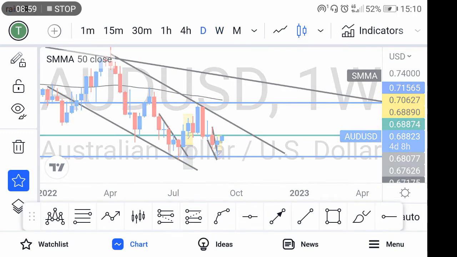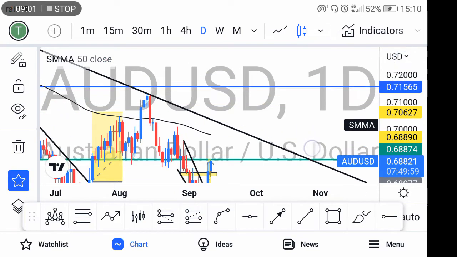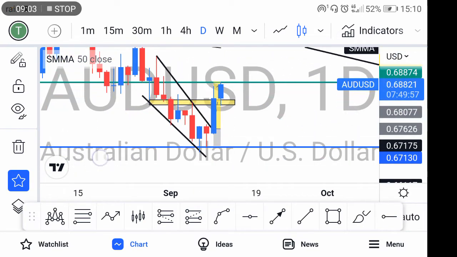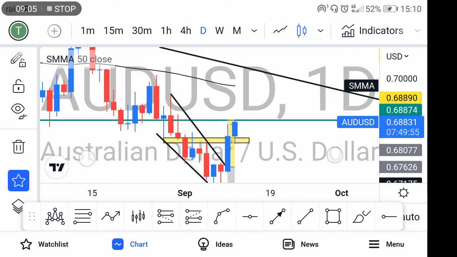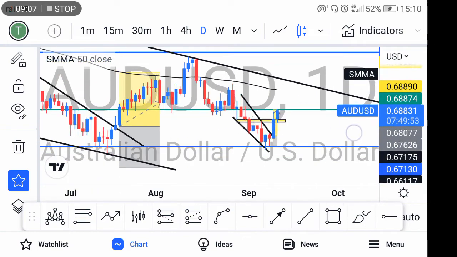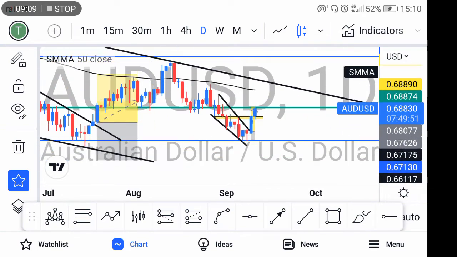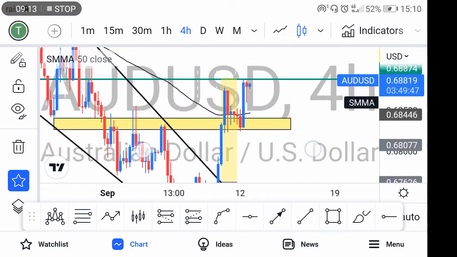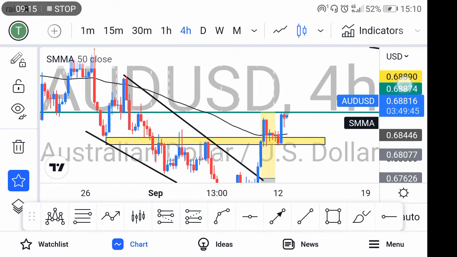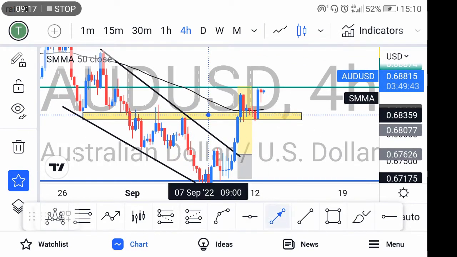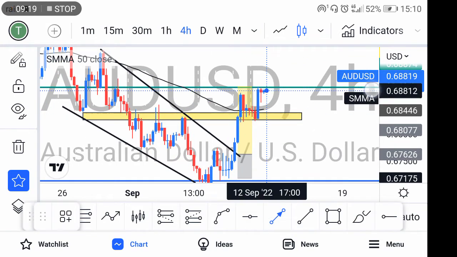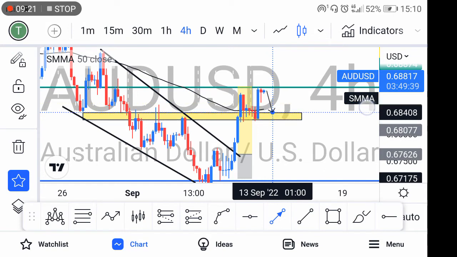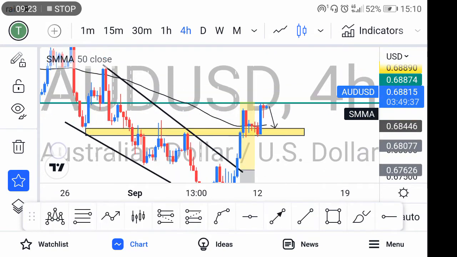So let's go on a daily. As we can see, guys, on a daily it is at daily resistance. So let's see what's gonna happen on a 4 hour. So on 4 hour, guys, I'm expecting it maybe to give me a retest again here. If it will retest, I will take those entries.